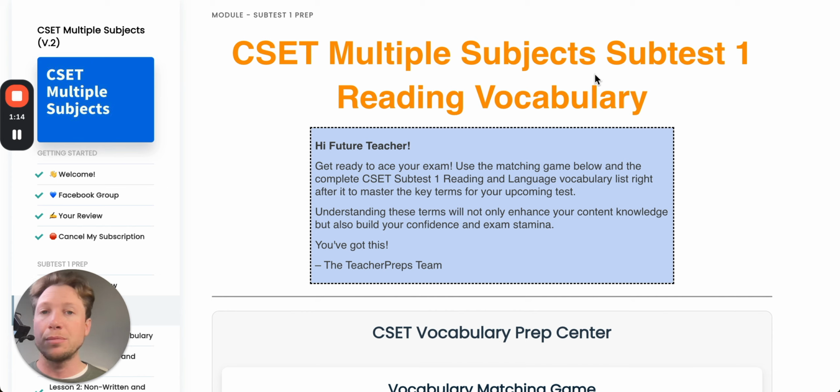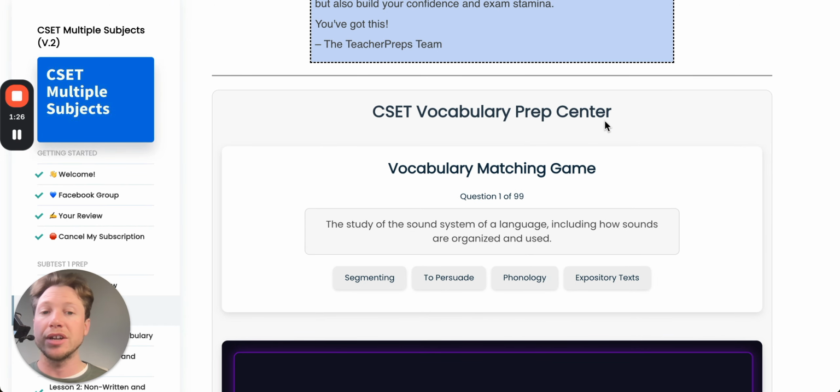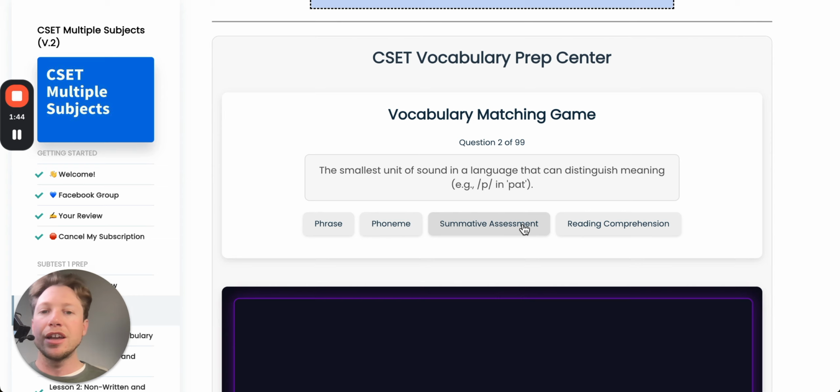Although I'm a really big proponent of writing out flashcards, it can get a little bit boring, to be honest. And so sometimes you want a resource that's already provided to you. If you've already seen some of my CSET test prep lessons before, you will have already seen this matching game. I created this last year, and I still think it's a really good resource. So what you do is you read this, the study of the sound system of a language, including how sounds are organized and used, and then you select the correct solution. If it's right, it turns green. If it's wrong, it turns red. I think this is a really good one, in addition to creating flashcards.